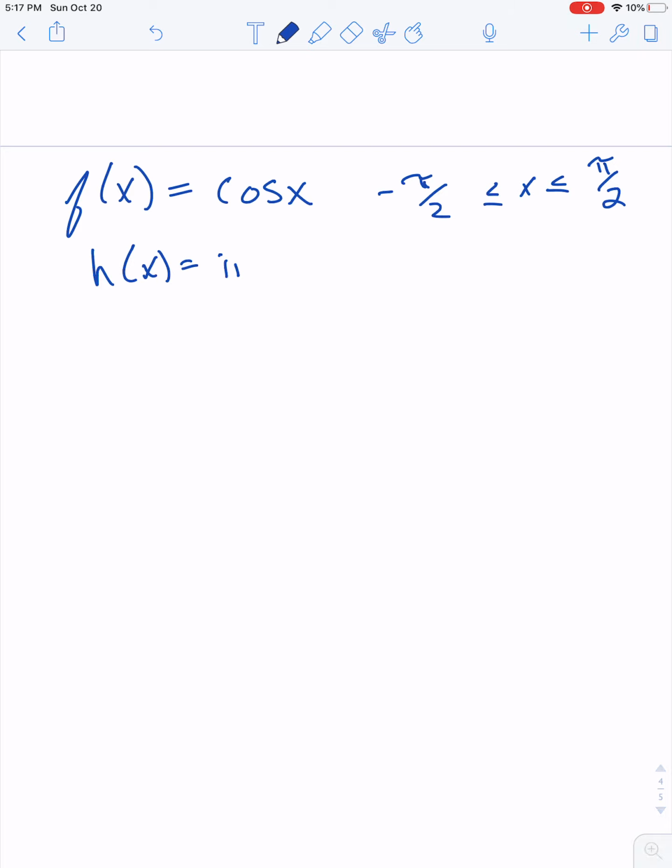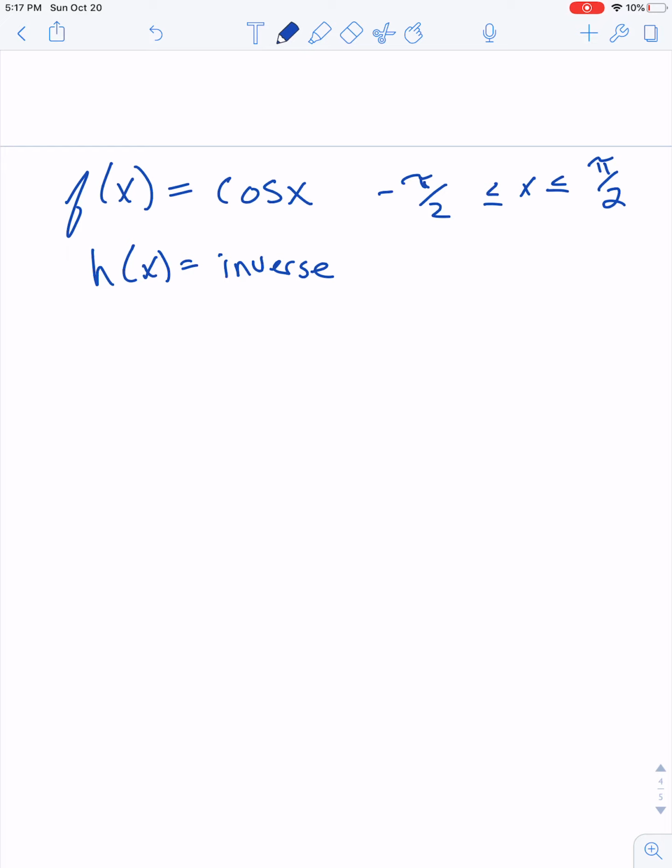A trig function. So I'm going to do a problem similar to question 8, but not exactly the same. Our domain is between negative 90 and 90 degrees, or negative pi over 2 to pi over 2. So again, with our inverse function theorem, we're going to let h represent the inverse of f of x.